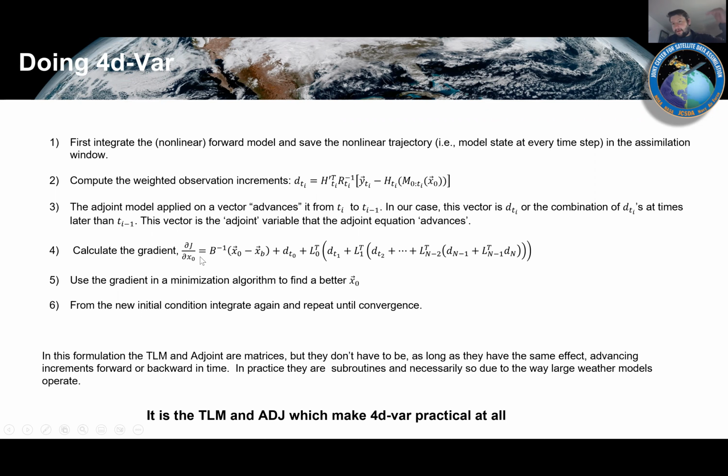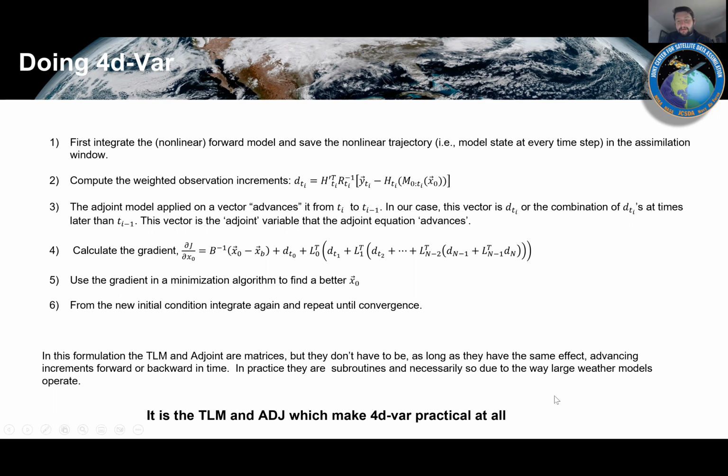Once I have the gradient, I do a steepest descent. I adjust my initial condition, and then typically we go to another outer loop and we rerun the nonlinear model, and we play exactly the same game until we get to some convergence, which is ideally the gradient is very close to 0, right? Things aren't changing anymore. And that's the general recipe for 4D-Var.